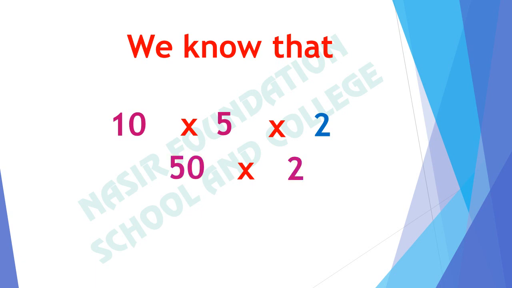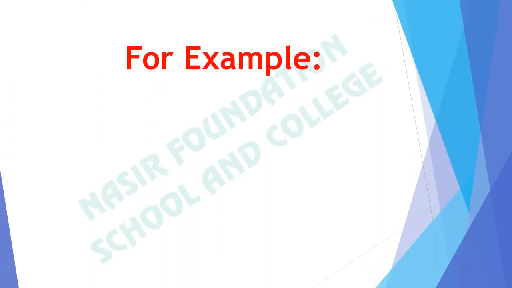50 into 2, we get 100. Let's take another example. From 60 we will subtract 30 and from the answer we will subtract 10, as we have two same operations in this sentence.